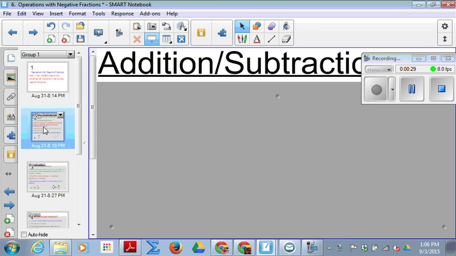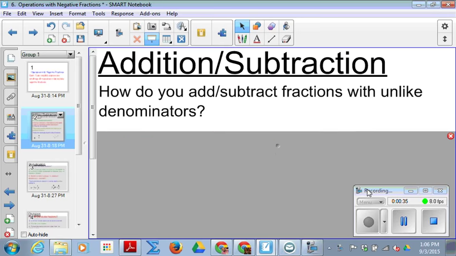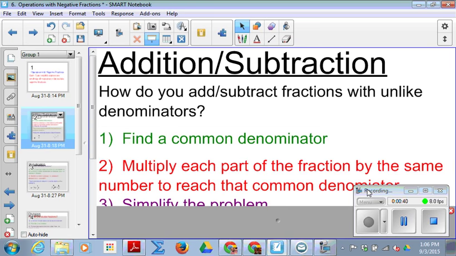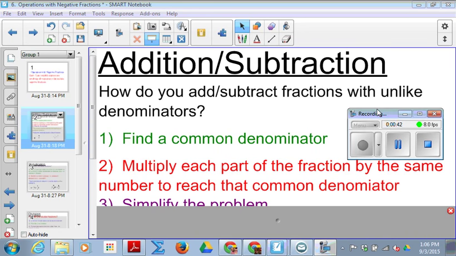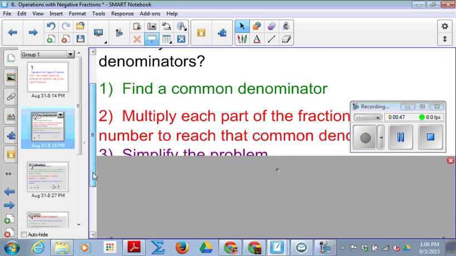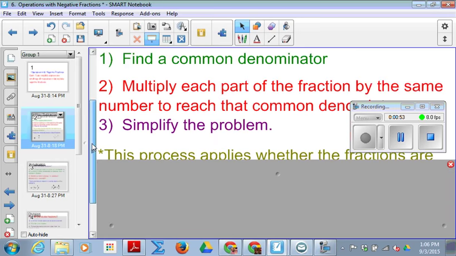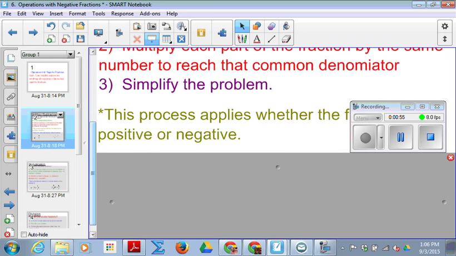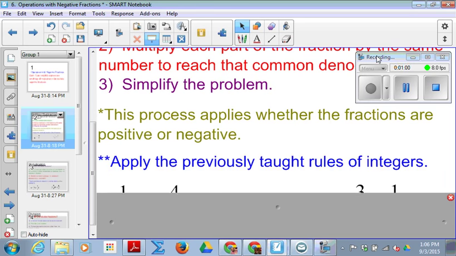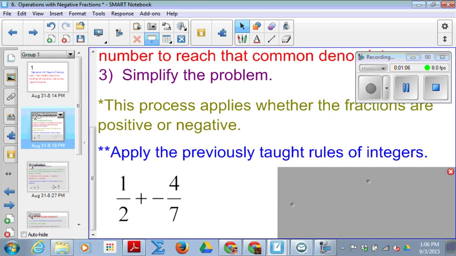So we'll start with addition. So recall how we add and subtract fractions with unlike denominators. We find a common denominator, multiply each part of the fraction by the same number to reach that common denominator, and then we simplify. So it's kind of like what you've been asked on your skill drills this week. So whether the fractions are negative or positive, this process remains the same. So let's go ahead and apply the rules of integers to these fraction problems.